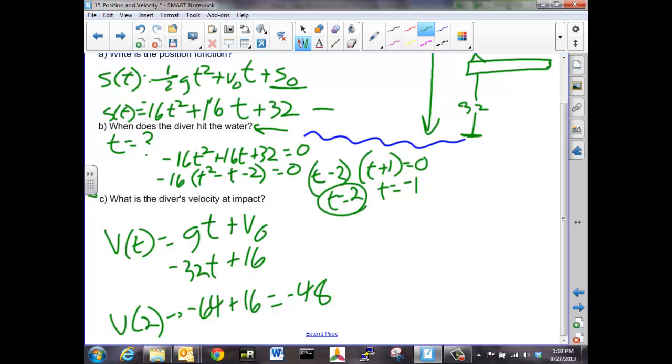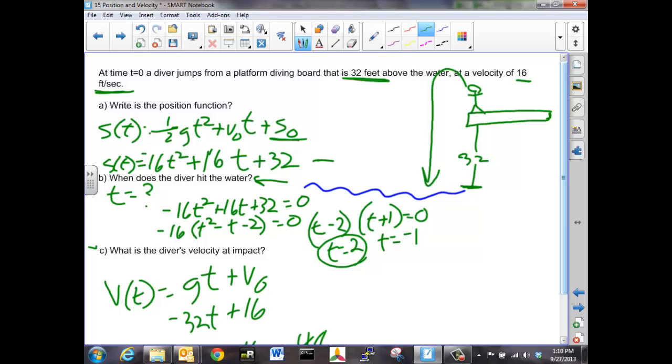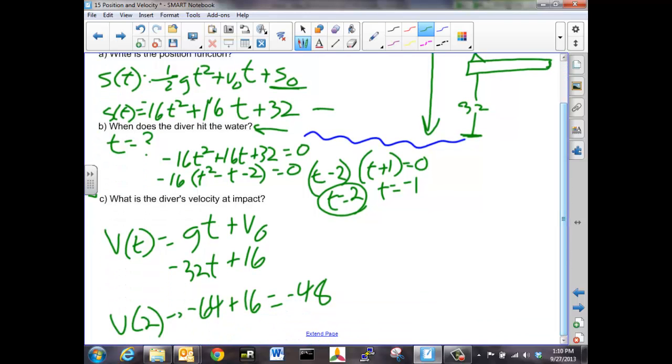So you didn't just put in negative 32 for g because that's what gravity is? That's what I was thinking. Yes, you could put in negative 32 for g because that's what gravity is. Yes, either way. And then why is the g in the 0? Remember, v sub 0 is initial velocity. What was his initial velocity? 16. His initial velocity was 16, so that's how we got that. And we plug in 2. So he's going negative 48 when he hits the water.